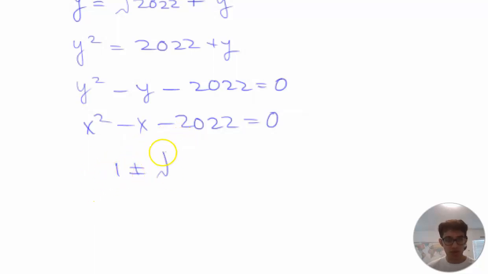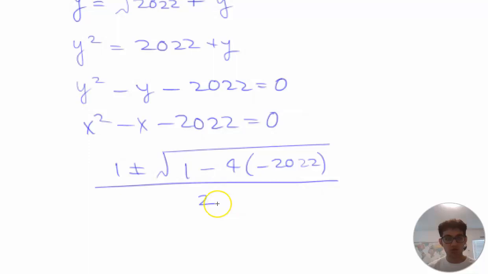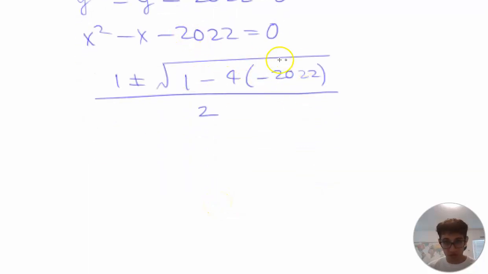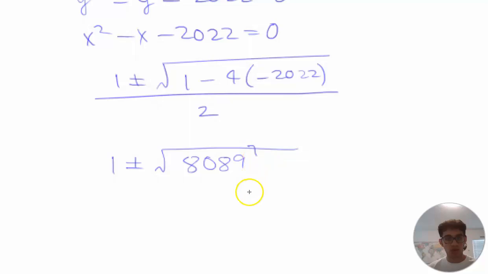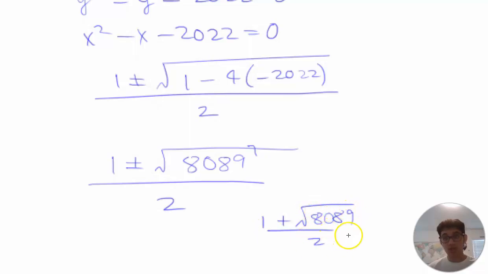So what are those going to be? It's going to be 1 plus minus the square root of 1 minus 4 times negative 2022, divided by 2. Obviously, this is going to be a huge number, right? It's 1 plus minus the square root of 1 plus 8088. So that's 8089, I think. I don't think that's a perfect square. I'm not too sure. I don't think there are any nice factors in there either. So should be good, hopefully. But yeah, we've got this divided by 2. We need the positive root, so it's only 1 plus the square root of 8089 over 2. This is our only answer.